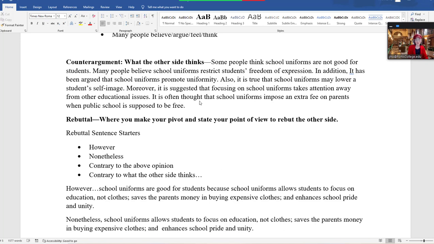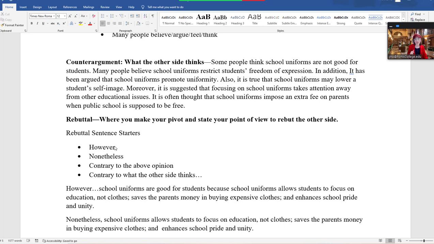It is often thought that school uniforms impose an extra fee on parents when public school is supposed to be free. So this is what the other side thinks, why they don't like school uniforms. Then after you write your counter argument, where you write about the other side, you're going to rebut, where you make your pivot and you state your point of view.